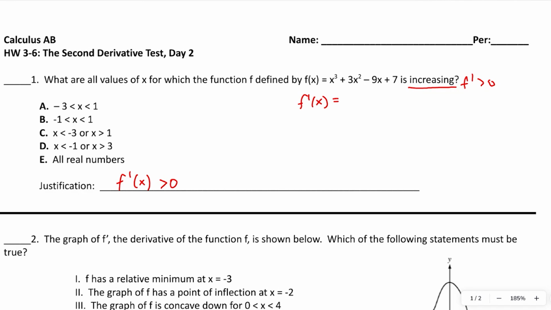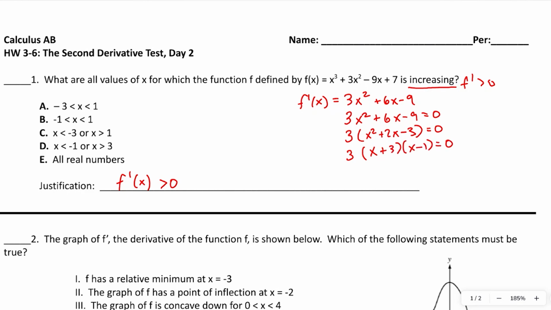We're going to do that by using the power rule across every term here. So 3x squared plus 6x minus 9. We will find our critical values to create our sign chart for f prime by setting this equation equal to 0. I can factor out a 3 and factor the remaining quadratic. So that would be x plus 3 times x minus 1. So we get two critical values, one at x equals negative 3 and one at x equals 1.